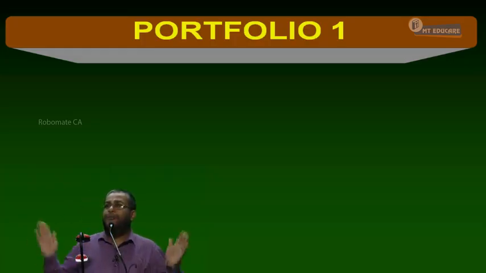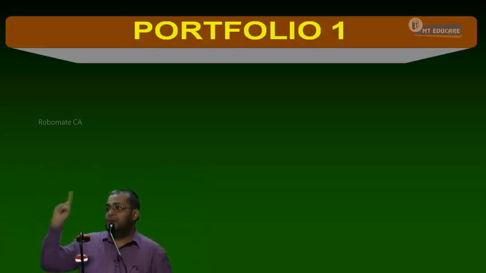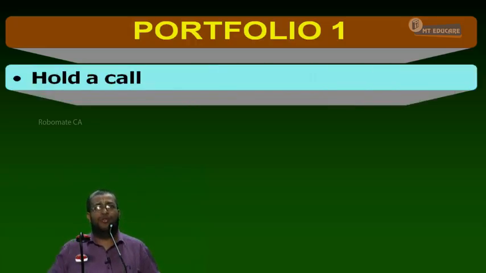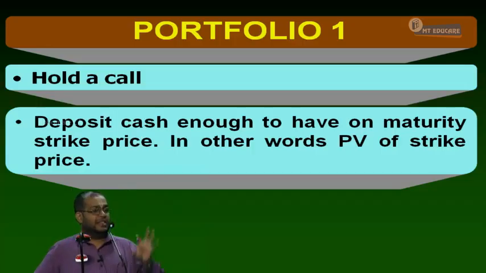No. So now tell me, portfolio 1, I am having two assets in my balance sheet. What are the two assets? A call option and then what? A cash deposited. How much cash deposited? Present value of the strike price. Respond yes or no? So hold a call and then what? Deposit cash enough to have on maturity the strike price. Otherwise, the present value of the strike price. Okay. Now this is the portfolio.